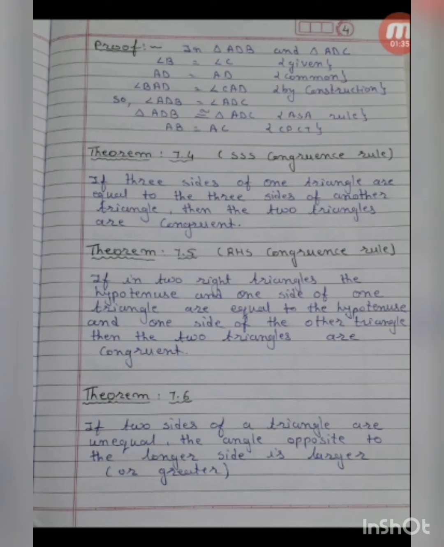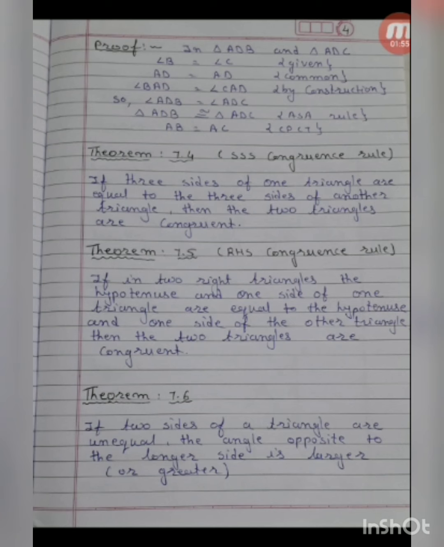Now, theorem 7.5. RHS congruence rule. Right angle, hypotenuse and side congruence rule. If in two right angle triangles, the hypotenuse and one side of one triangle are equal to the hypotenuse and one side of the other triangle, then the two triangles are congruent.